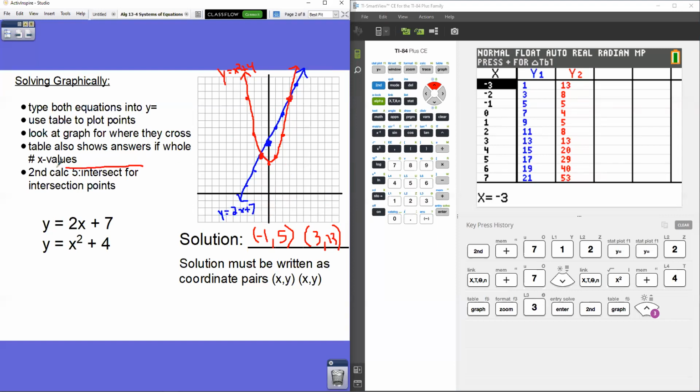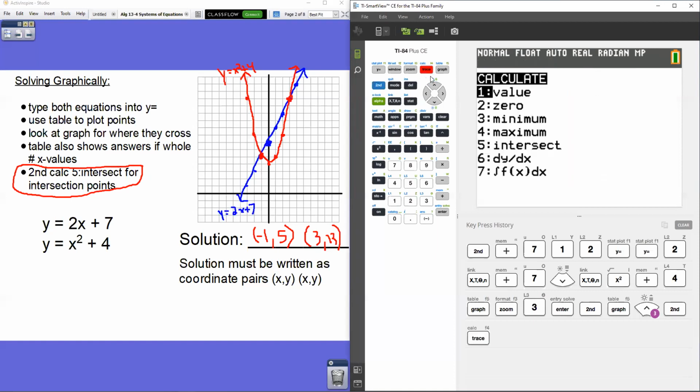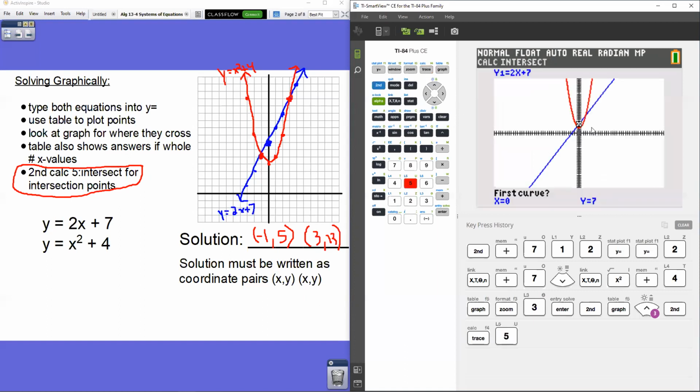A third way that you could tell exactly where the intersection point is: I could go on my calculator, hit second and calc. Calc is right here next to the graph button, which is your trace button. Go down to number 5, which is your intersection point. And remember, it's going to ask you first curve and second curve. So they want to know, is this little blinky thing on the first line that you want to use? Yes, it is. So I'm going to hit enter. Is this little blinky thing on the second thing that you want to use? Yes, it is. It jumped over to the red. And now it says guess.